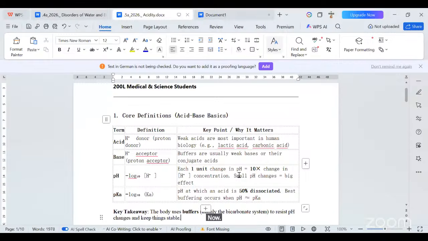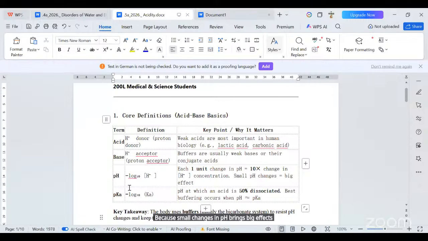Now, pH is the negative logarithm of hydrogen ion concentration. And it is very important to note that the pH of the blood is tightly regulated. It must not be too high or low. It must fall within its range, because small changes in pH bring big effects.